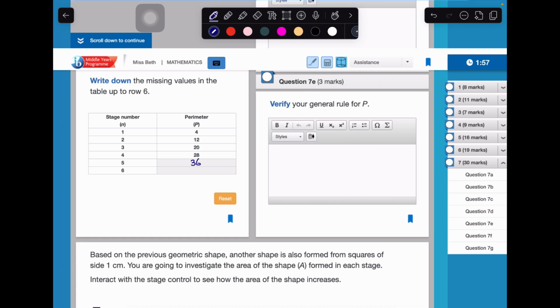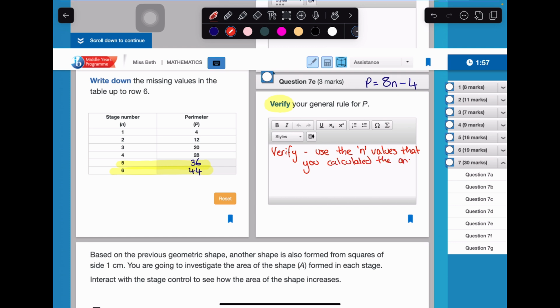Okay, on to the next question. So let's just fill in this table. So we know our rule P is equal to 8n subtract 4. Now it is asking me to verify my general rule, okay? If I see verify, it means use the stages that you calculated, okay? So verify, use the n values that you calculated the answer for.